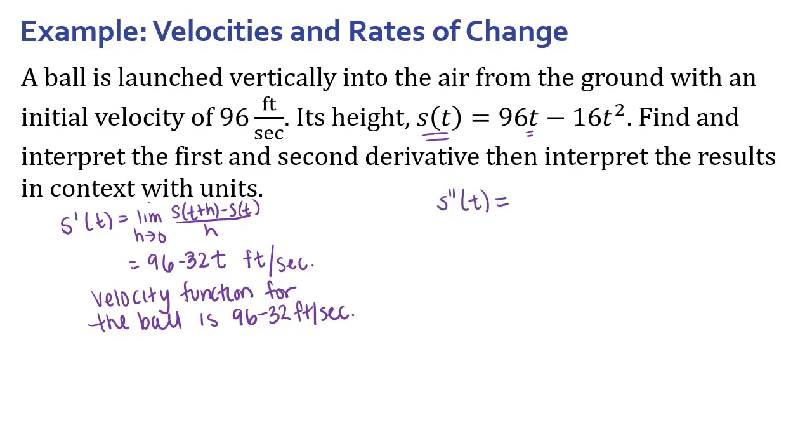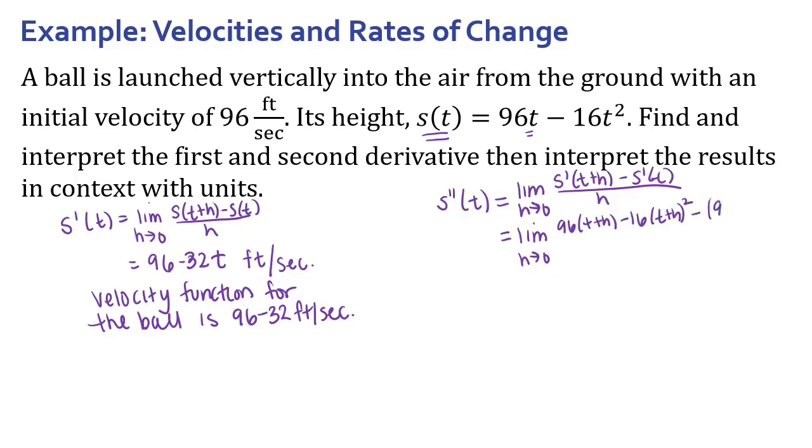If I were to find the second derivative, that's going to be taking the derivative of the first derivative. So this is going to be the limit as h approaches 0 of s prime of t plus h minus s prime of t all over h. So that gives me the limit as h approaches 0 of 96 times t plus h minus 16 times t plus h squared minus 96t minus 16t squared, all over h. Again, I'm going to remind you, we went through and did all of this in the last section, previously.